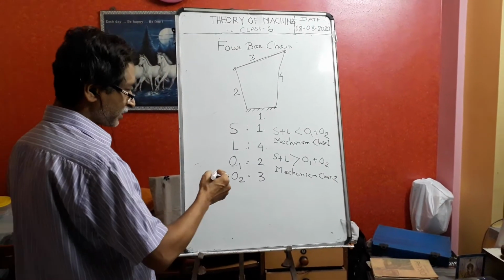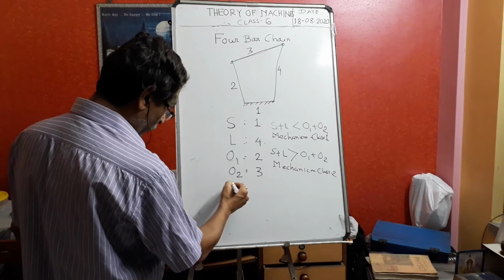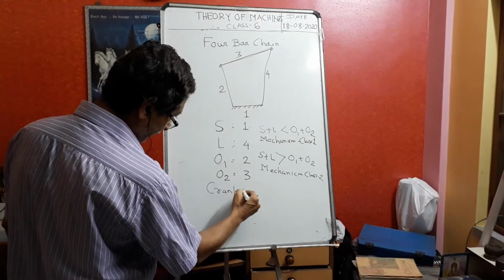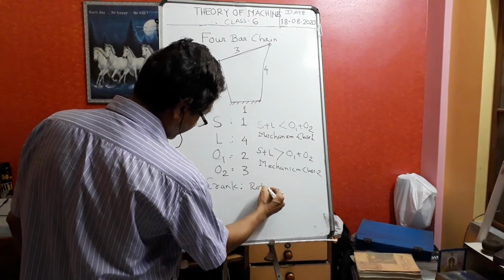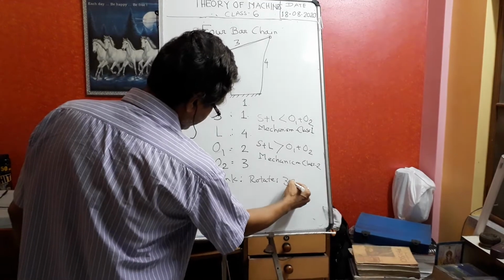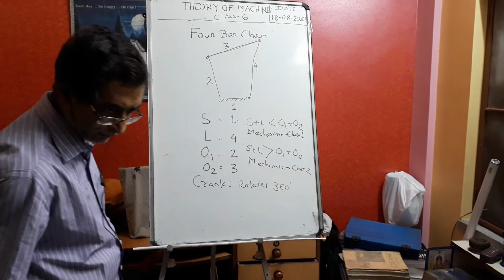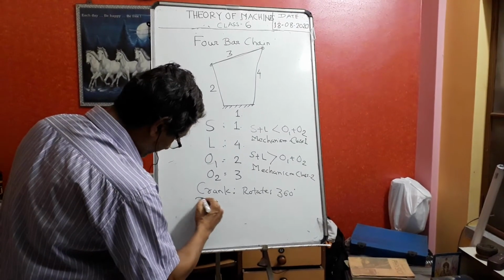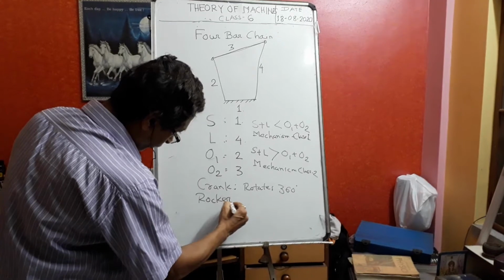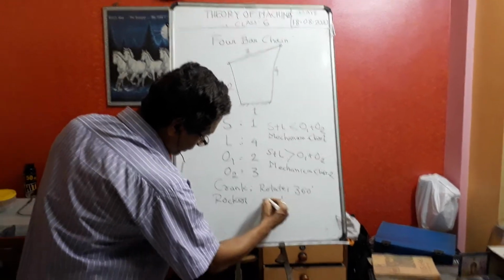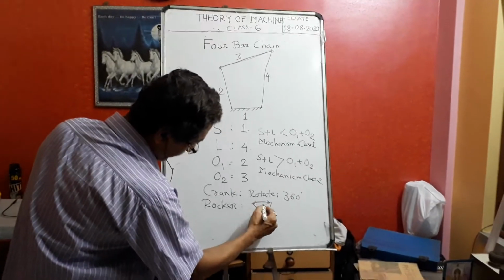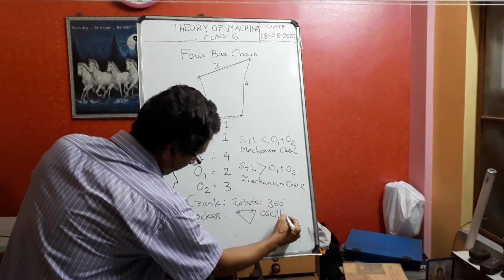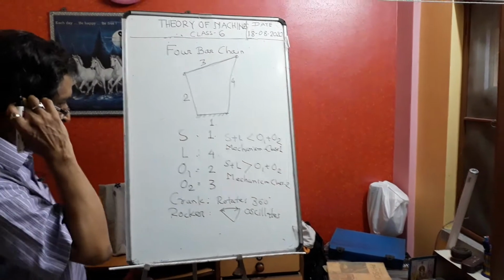And also we have discussed, if a link rotates, it acts as a crank. What is the crank? It rotates 360 degrees. Then that link we call a crank. If a link oscillates, we call it a rocker. Rocker means some oscillations from this end to this end. So if it oscillates, then that link we call a rocker.